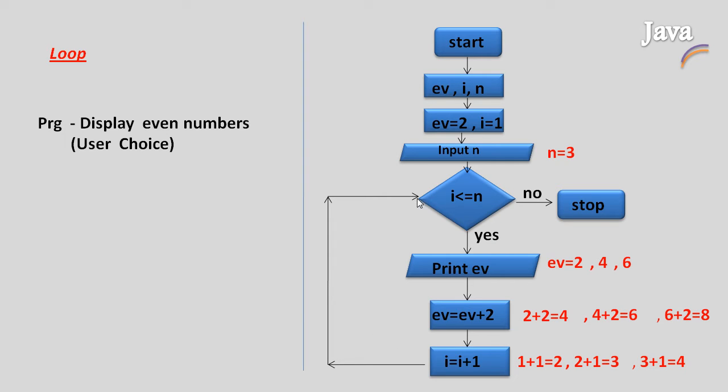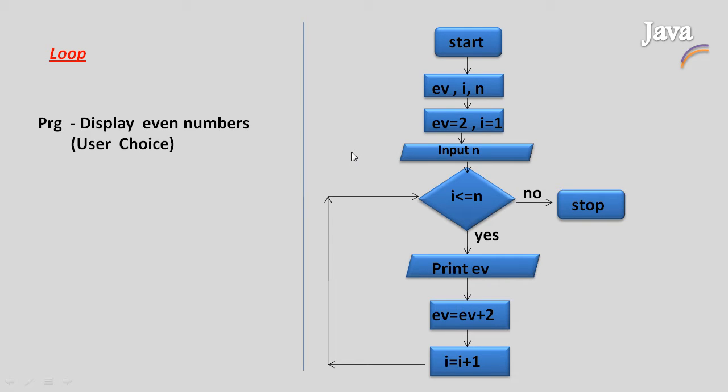Again the loop will come here, that is at the decision point. 4 less than 3. Here the condition will get false. It will come to the no part and then stop. So in this way this loop carries on for 3 times. Now suppose I run the program again, and if I input any other value inside n, suppose I input 2. So how many times is this loop going to carry on? For 2 times, because I is going to compare with n and the value of n is 2. So this loop is going to carry on for 2 times and we'll get the 2 even numbers.